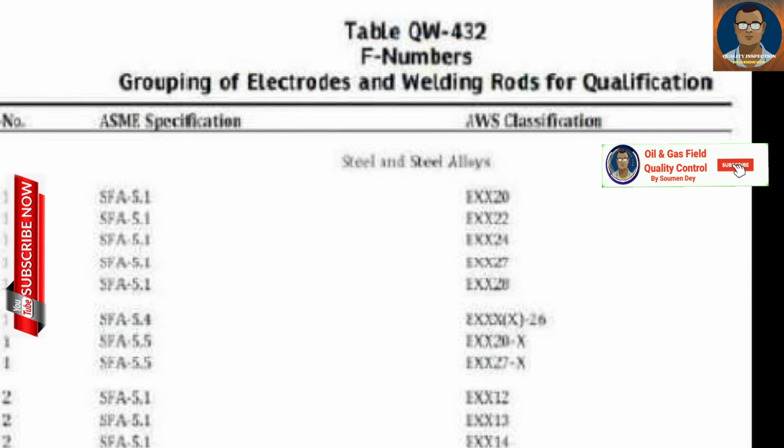Now F number. F number is a grouping of electrodes and welding rods. Table QW432 is based essentially on their usability characteristics, which fundamentally determines the ability of welders to make satisfactory welds with a given filler metal. So here you can see SFA 5.1. Here you can see there are 5 kinds of filler wire: EXX20, 22, 24, 27, whereas SFA 5.5 has some grouping. So altogether you can very easily find which F number your kind of electrode falls under.